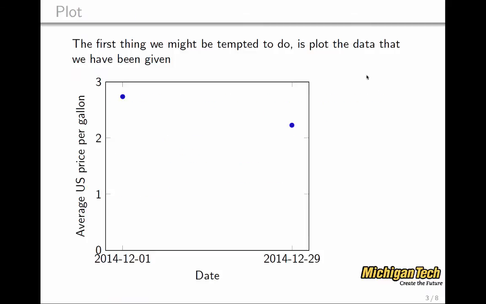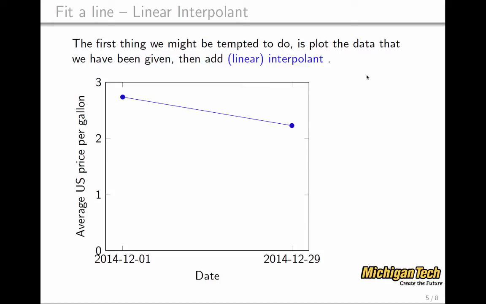One of the first things we might be tempted to do is to plot the data that we have been given. This is usually a very good first step. Here we have shown the two data values for the 1st of December and the 29th of December. Next, we will want to fit a straight line through this data. This is the blue curve. This is often called a linear interpolant because it is a straight line or a linear polynomial.